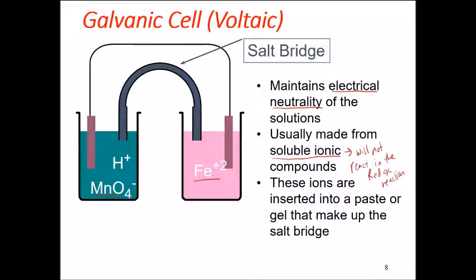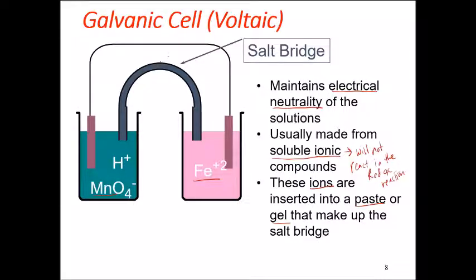You want to pick one that isn't going to react with either component or cause any change in the flow of the electrons. These ions are inserted into a paste or gel that makes up the salt bridge. Now, if we're looking here at our salt bridge, what could go in there?